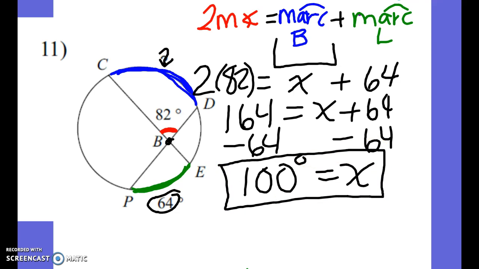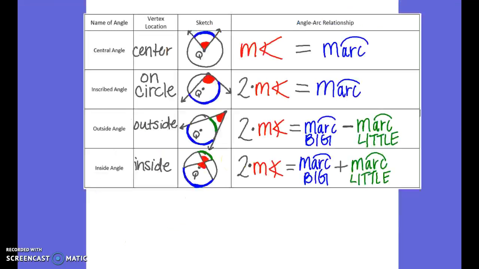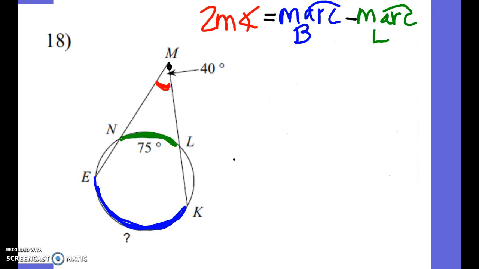All right, the last one we're going to go over is number 18, and I'm going to start it the same way I started the other two problems. I'm going to ask myself, where is the vertex? Well, guys, that's right there. That's where the vertex is. That is outside of the circle. So I'm going to look, well, outside the circle, that means I'm using this formula right here. Notice, I write it at the top of my paper. I do this every single time.